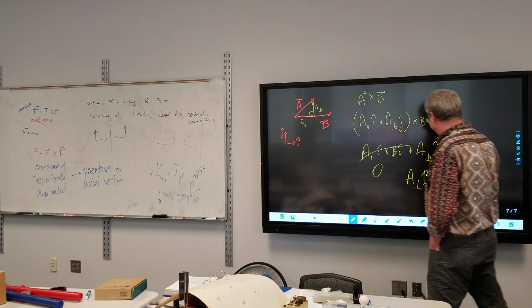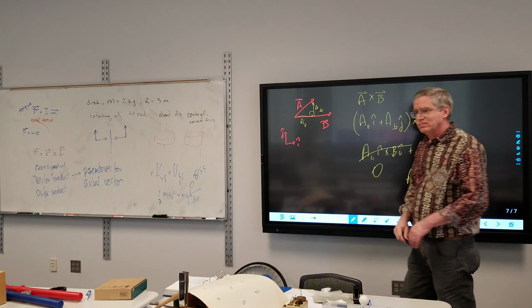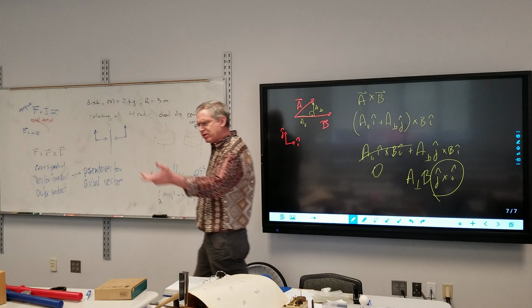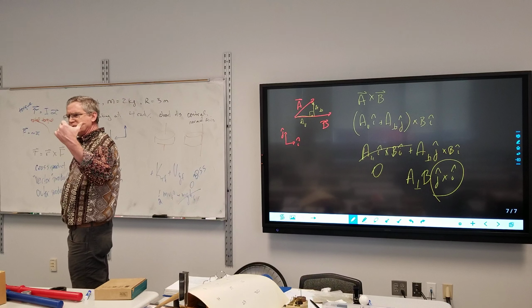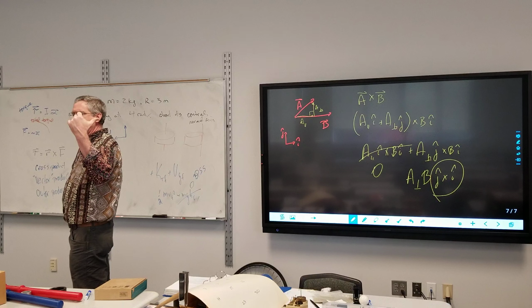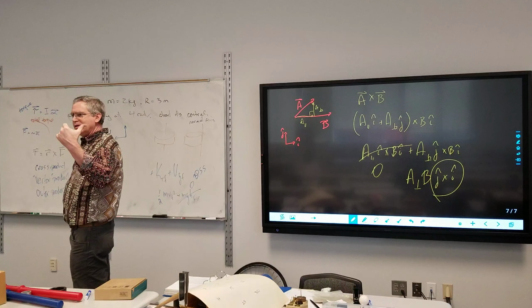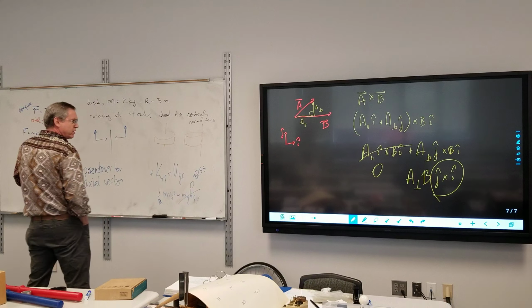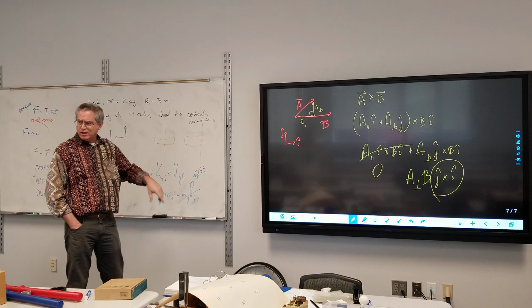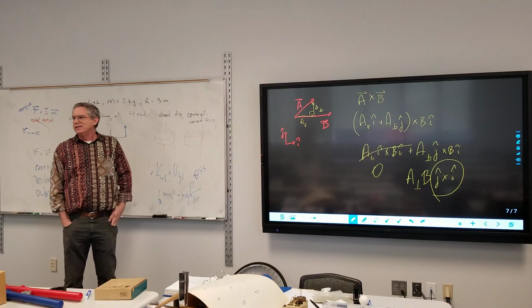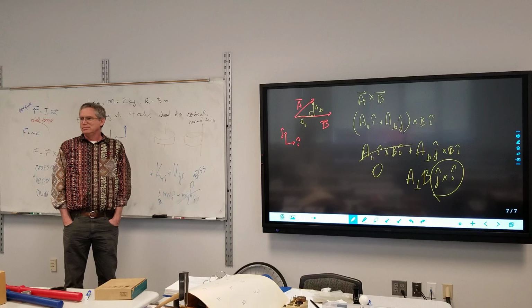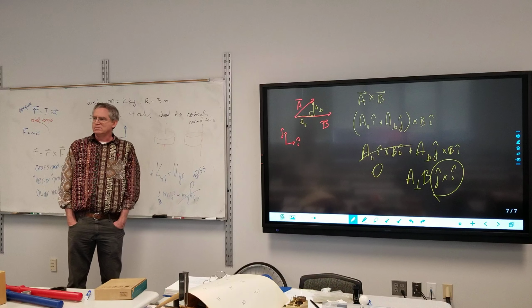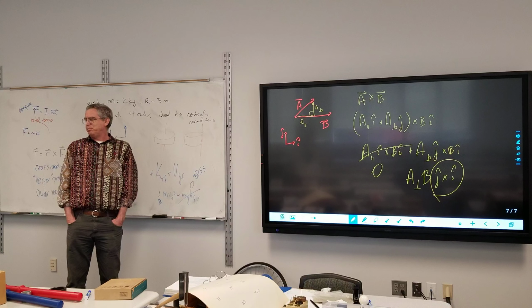And so, what is that? I assume in Calc 3 you do this, right? Notation probably might be different, but. So what is J hat cross I hat? Either it's been too long or you just don't want to show off.